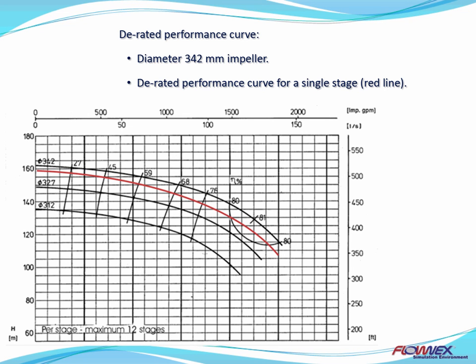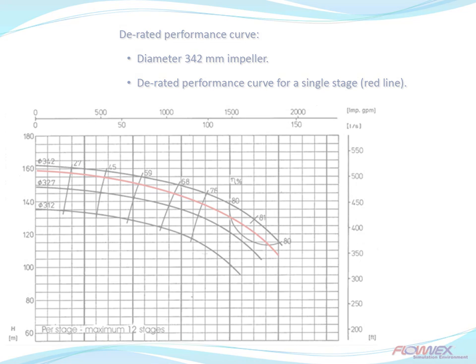The derated performance curve for the 342 mm diameter impeller is shown in red. This line simulates the pump's derated performance as a result of particle wear on the pump's wear rings.